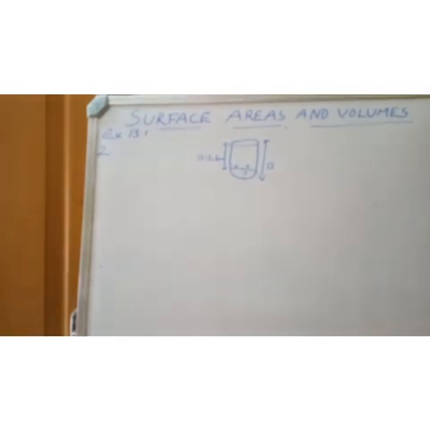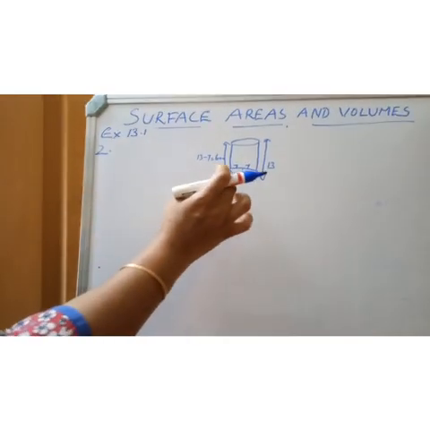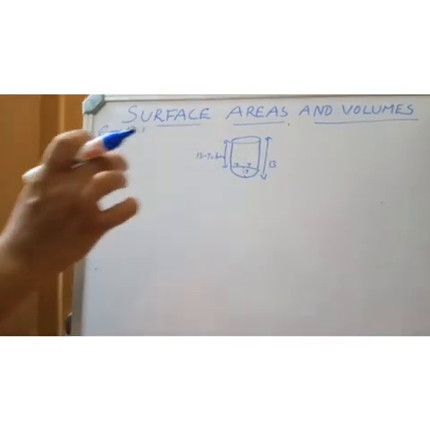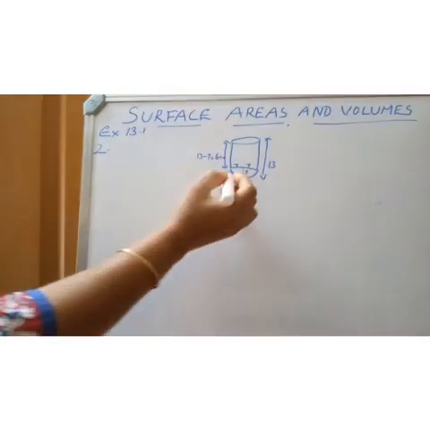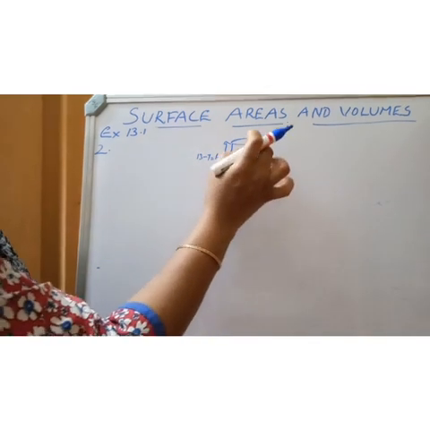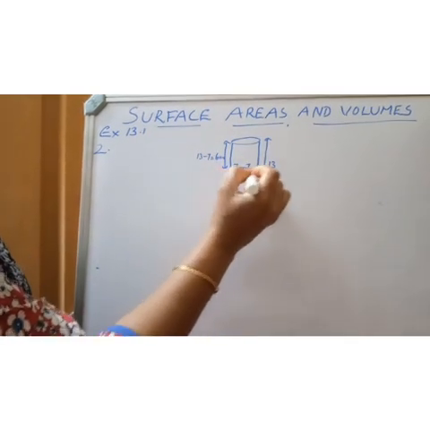Look at the second question, children. A vessel is in the form of a hollow hemisphere mounted by a hollow cylinder. The diameter of the hemisphere is 14 centimeter and the total height of the vessel is 13 centimeter. Find the inner surface area of the vessel. So see that we are having a shape like this, a cylinder surmounted by a hemisphere, isn't it? So we are having a cylinder and a hemisphere at the bottom shape.